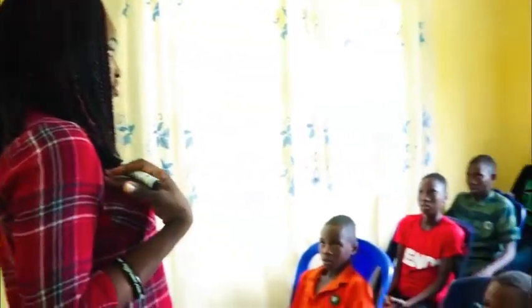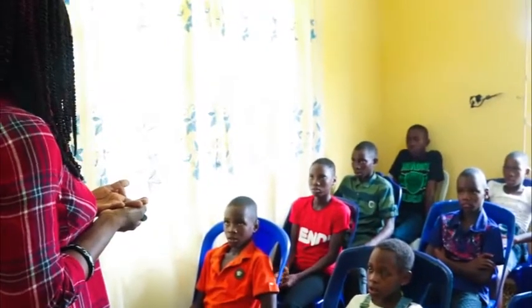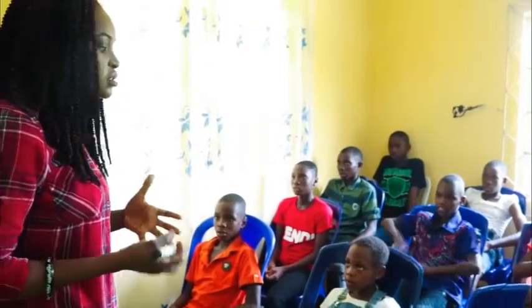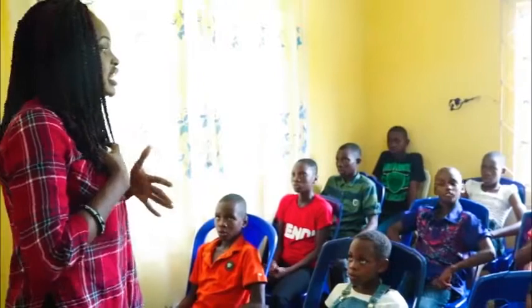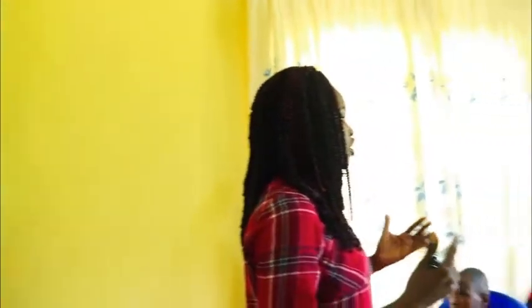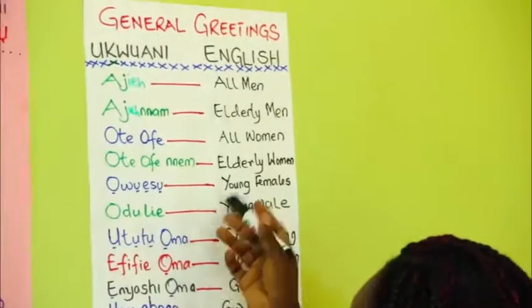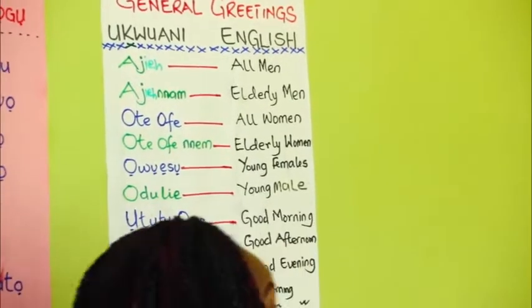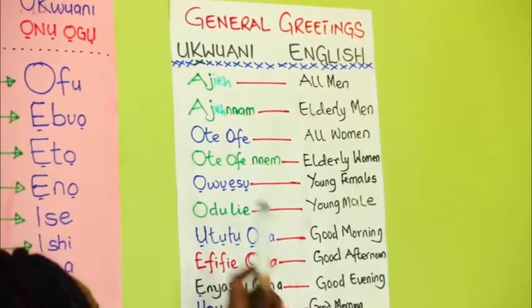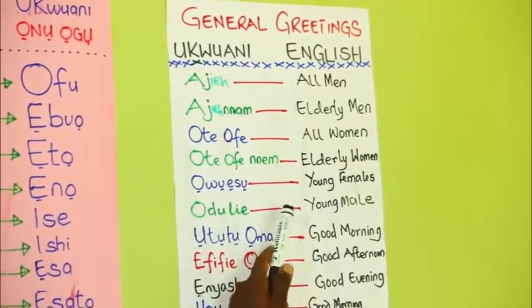Good. And now for young females, like someone my age, you greet Owesu. For young females, you greet Owesu, not Oteofe. Somebody about my age should be greeted Owesu. Very good. For a young man, you greet what? Oduri. Okay, now for young females, like me, you greet Owesu. Say Owesu. For young females.